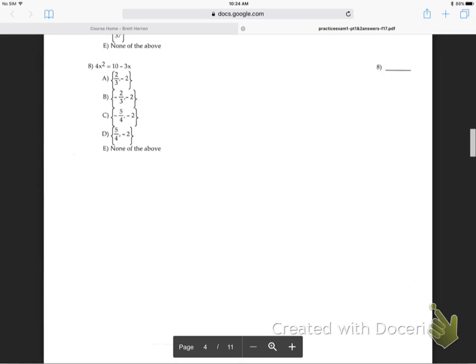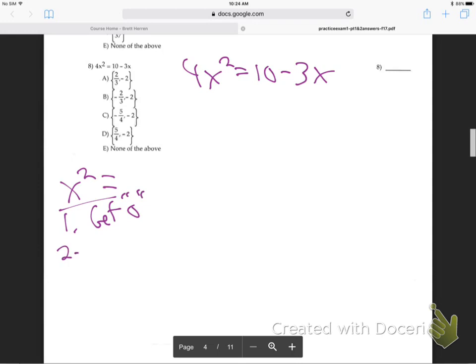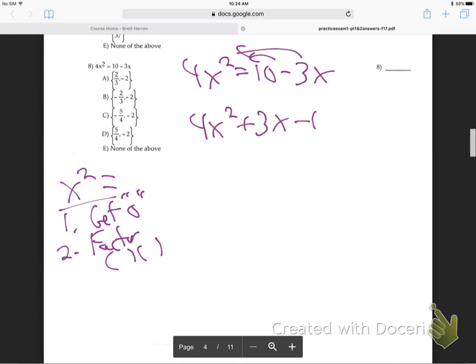Okay, so how do we solve number 8? 4x squared is 10 minus 3x. What do you do with x squared equations? Remember the strategy? For x squared with an equal sign, step 1 is get a 0. Remember that? And then factors with parentheses. So I'm just going to bump these guys to the other side. They change sign. 4x squared plus 3x minus 10 equals 0. Good so far? Get a 0.